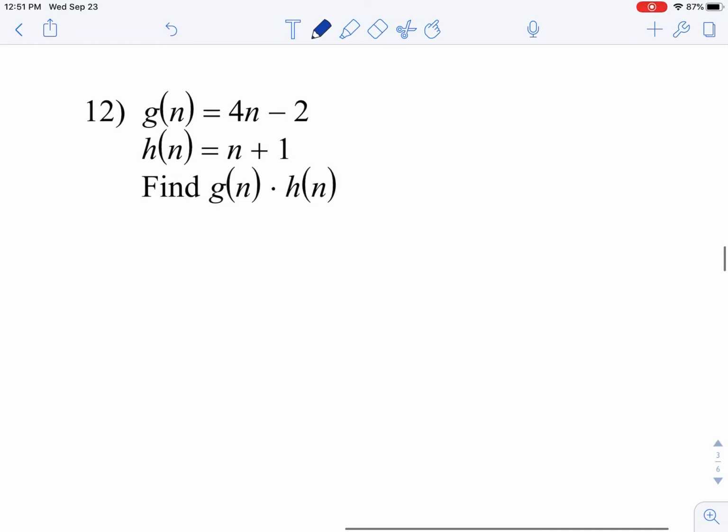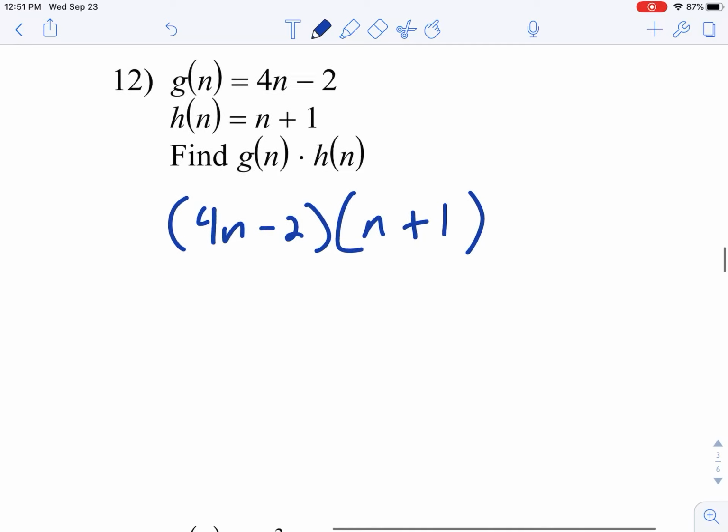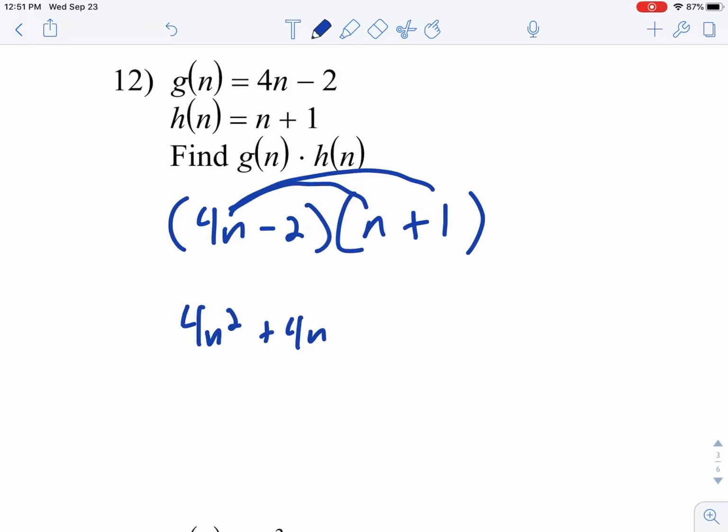Number 12, also multiply, g of n times h of n. Normally you don't put the dot there, you just use the parentheses next to each other. So g of n is 4n minus 2, h of n is n plus 1, and again we're going to FOIL. So this is 4n squared plus 4n minus 2n minus 2. Here we actually do have some like terms we can put together, so go ahead and do that. 4n squared plus 2n minus 2.